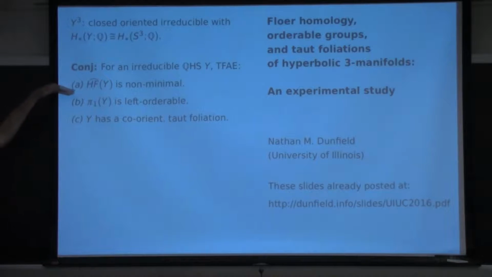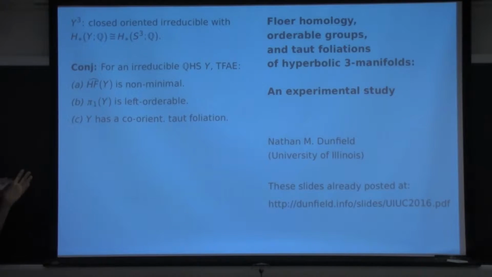The first, that its Floer homology, whatever that is, is non-minimal. So there's some interesting Floer homology. The second is that the fundamental group of Y has some additional structure called a left order. And then the final condition is that Y has a co-orientable taut foliation. So you should think of each of these statements as saying that Y is somehow complicated. There's some extra Floer homology you might not have. There's whatever it is this means, this sort of order on the group that obeys certain properties.